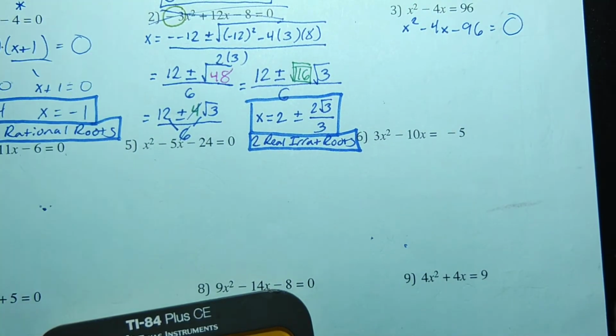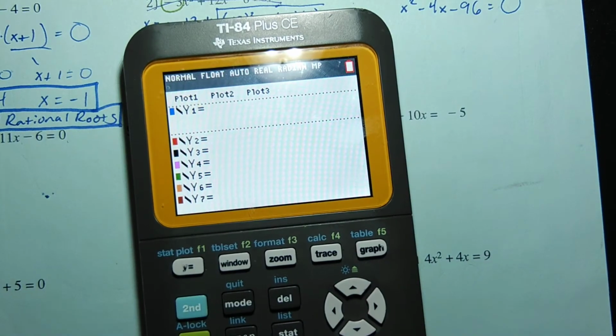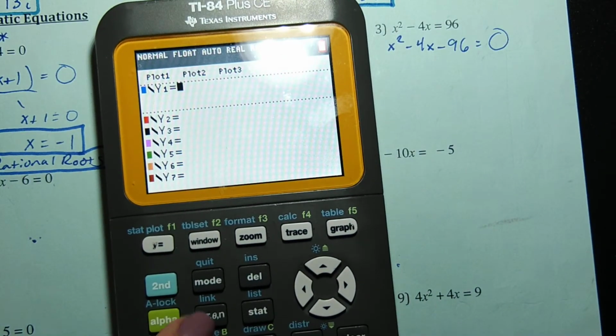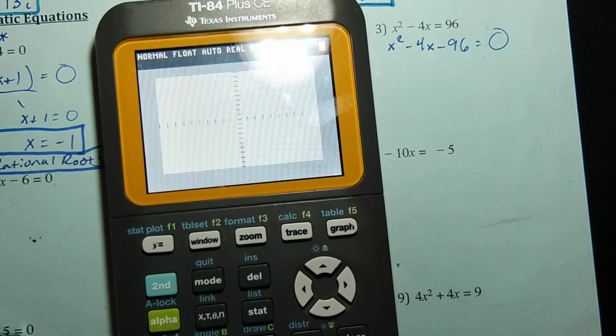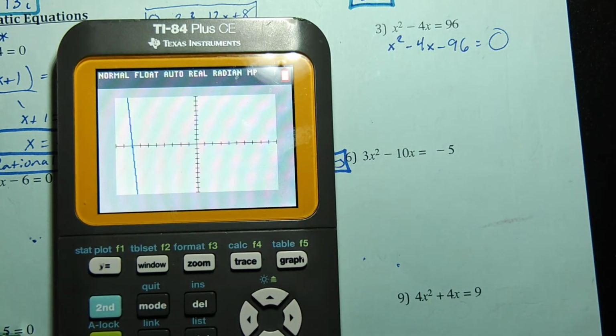So if I were you, I'd be looking at that 96 going, it's kind of a large number. If I go to my y equals and I type in that standard form equation, x squared minus 4x minus 96, does it look like we have exact x-intercepts? There's one, hopefully there's another one, far to the right somewhere outside of our 10 by 10 window.